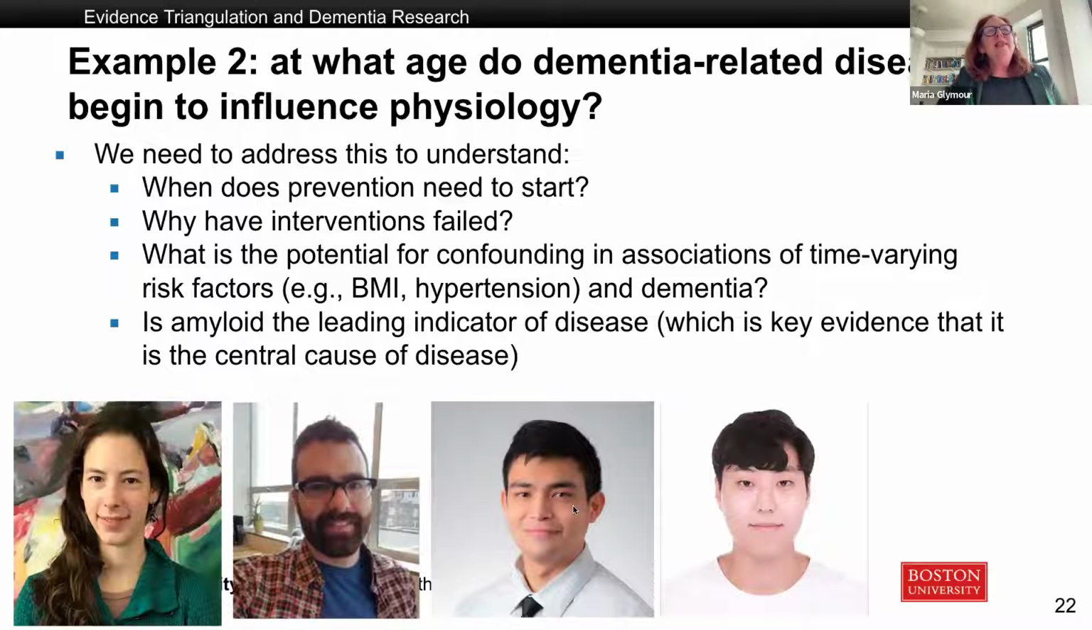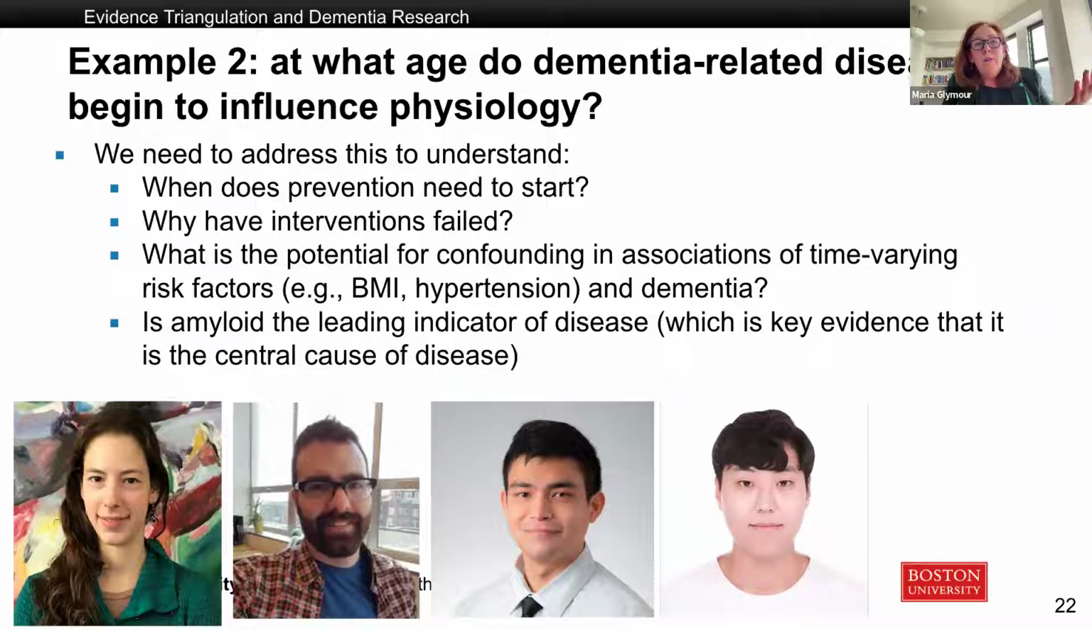The second example, and this is a little different use of this approach, but I think you can see how it falls into the evidence triangulation framework. This is an example where we were really interested in the question of at what age do dementia-related diseases begin to influence physiology? As I mentioned, this is a long, slowly progressing disease. We need to understand when the disease really begins, because we need to know that to understand prevention. If you want to prevent something, you need to start before the disease starts, right? So we need to understand that for primary prevention. It will help us understand when interventions aren't working, and why.